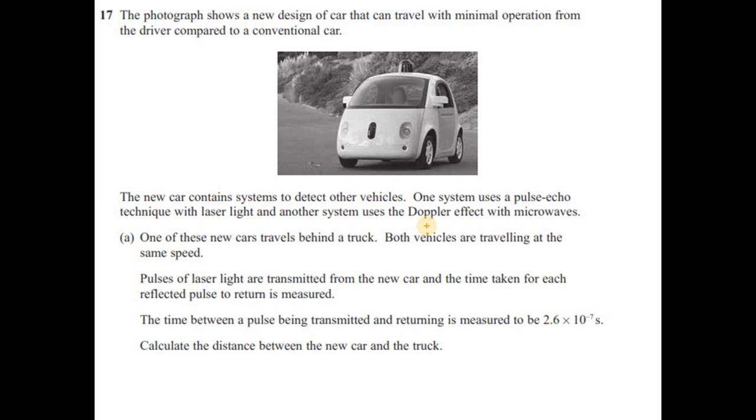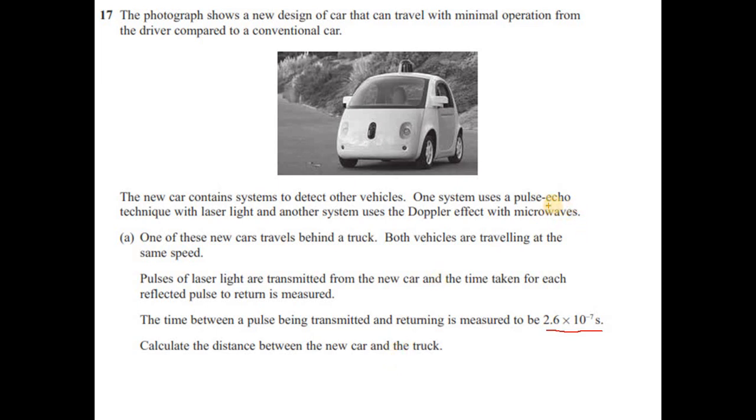One of these new cars travels behind a truck. Both vehicles are traveling at the same speed. Pulses of laser light are transmitted from the new car, and the time taken for each reflected pulse to return is measured. The time between the pulse being transmitted and returning is measured as 2.6 times 10 to the power minus 7 seconds. Calculate the distance between the new car and the truck.